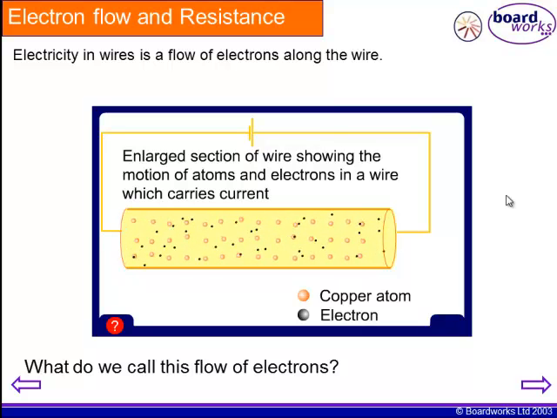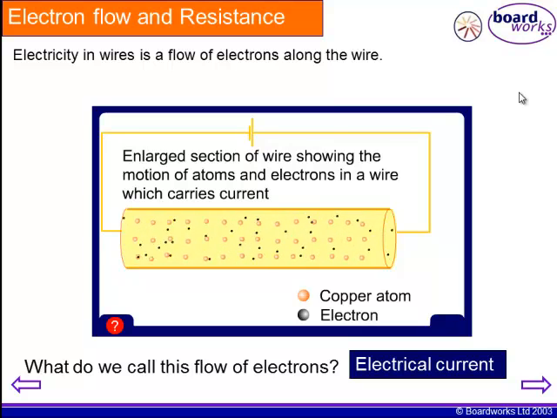So this flow of electrons, what we call the flow of electrons, is the electrical current. It's the amount of, well, rather than the amount of electrons, it's the amount of charge which passes a certain point per second. So that's the electric current. And we can see the current flowing through this wire at this moment in time.